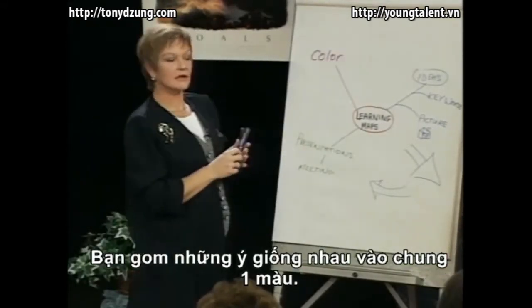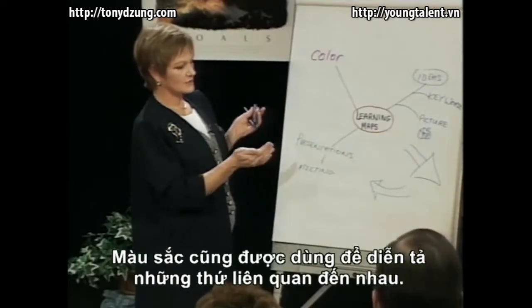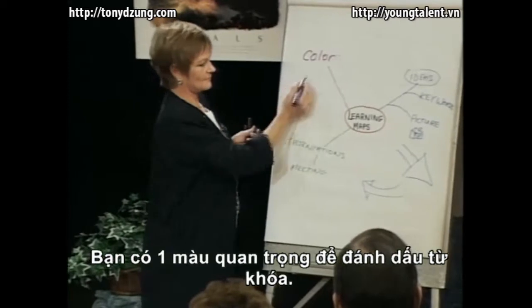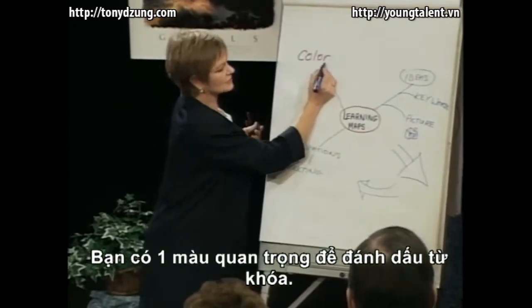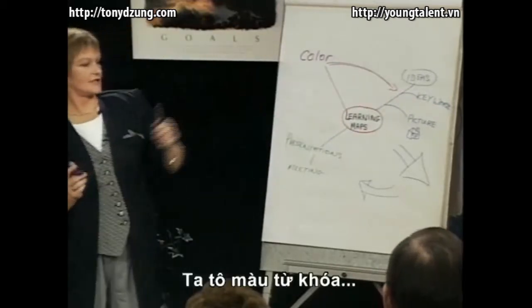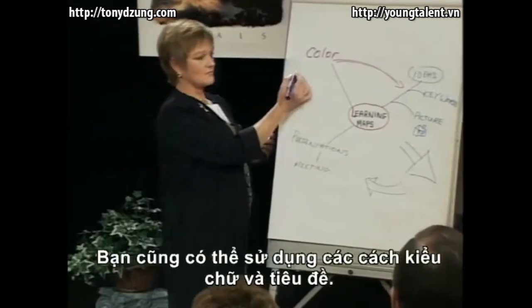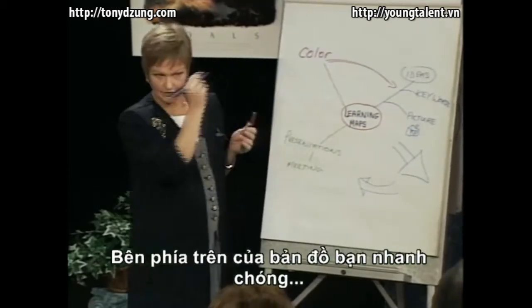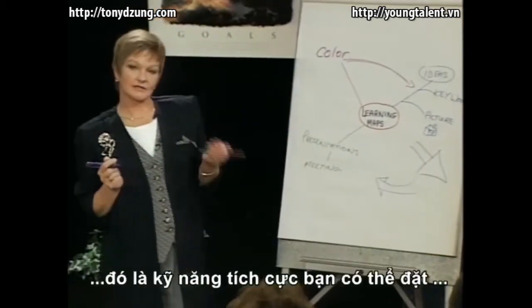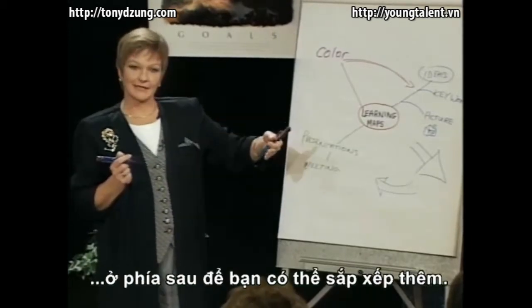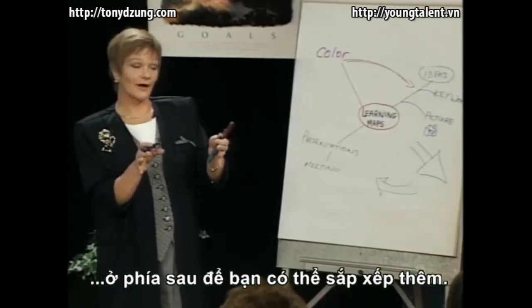It can be used, as I said, to actually relate things. So, the colour is important, and we want to colour the key words maybe. So we add the colour into the keywords. You also maybe use different sorts of lettering. On a rough map, you just go through quickly, but then part of the technique is to actually redraw your notes later so that you organise them more.